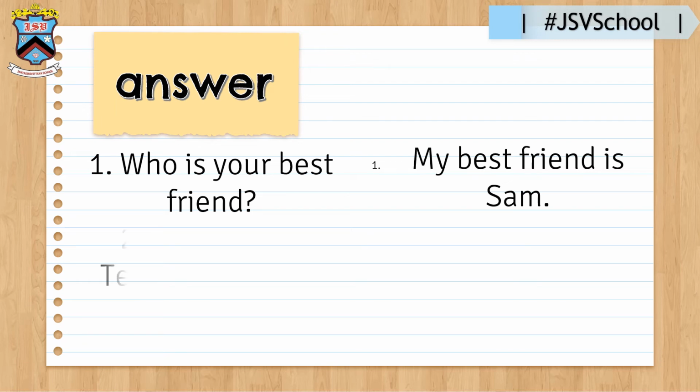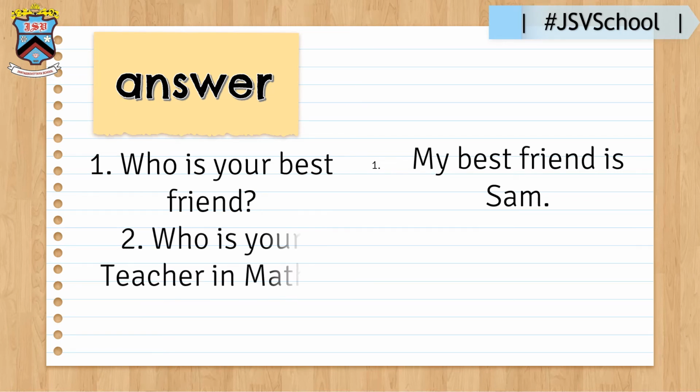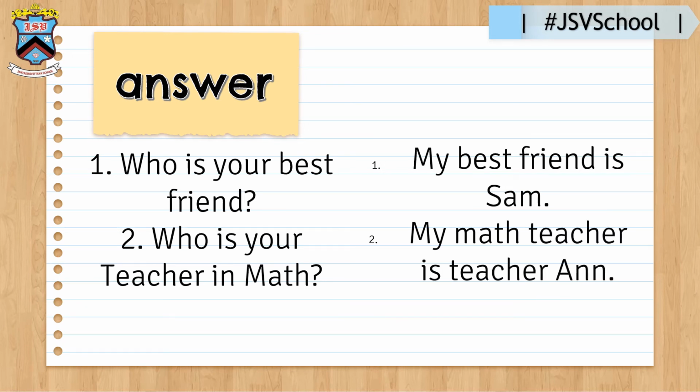Next is number 2. Who is your teacher in math? Your answer should be about a person here because it asks about a person or people. The answer can be, my math teacher is Teacher Ann. Teacher Ann is a person, right? Very good.